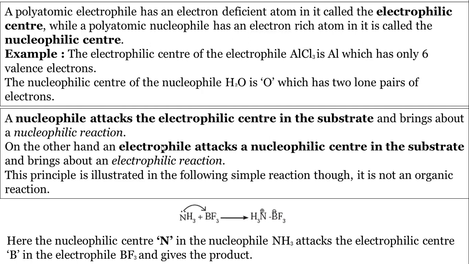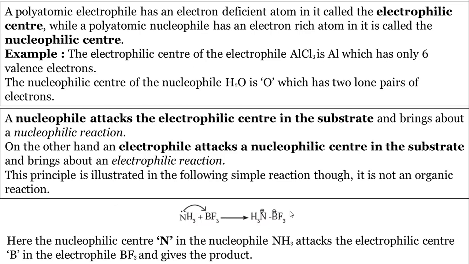I am coming to the electrophile. Electrophile, you know, it is an electron deficient species. Electrophile attacks a nucleophilic center in the substrate and brings about electrophilic reaction. So there are two different reactions. In case of nucleophilic reaction, the nucleophile attacks, and in case of electrophilic reaction, the electrophile attacks.